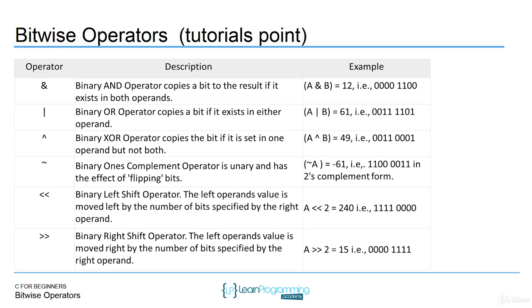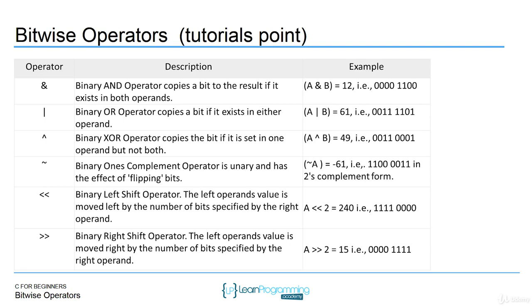And then the binary XOR, this is the exclusive OR. This will copy the bit if it is set in one operand but not both. So if you have a true but only one true, and you use the caret to represent this on your keyboard, then it's going to copy a bit and it's going to say it's true.